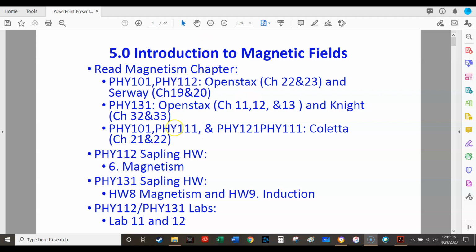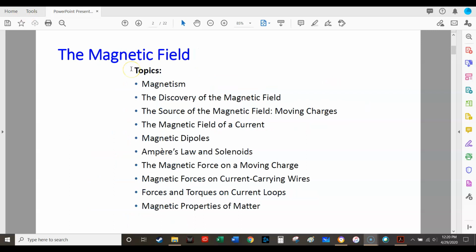So please go ahead and start reading chapters 21 and 22 in Coletta. If you have OpenStax, and you're in Physics 112, this will be chapters 22 and 23, as well as in Physics 131, it would be chapters 11, 12, and 13. This is related to Homework 6, Magnetism, if you're in Physics 112, and Homework 8, Magnetism, if you're in Physics 131.